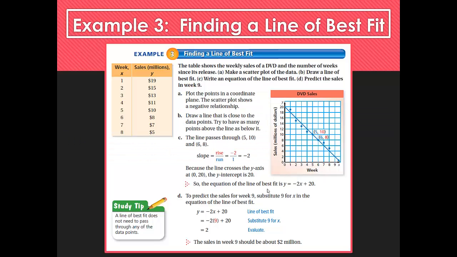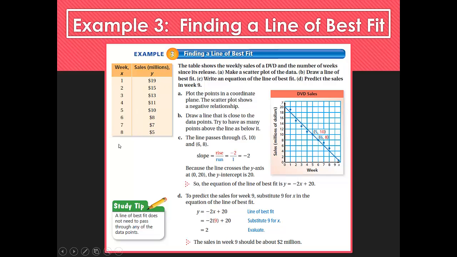For our third example, we're finding a line of best fit. The table shows the weekly sales of a DVD and the number of weeks since its release. A, make a scatter plot of the data. B, draw a line of best fit. C, write an equation of the line of best fit. D, predict the sales in week 9. So first we'll start with A, make a scatter plot of the data.